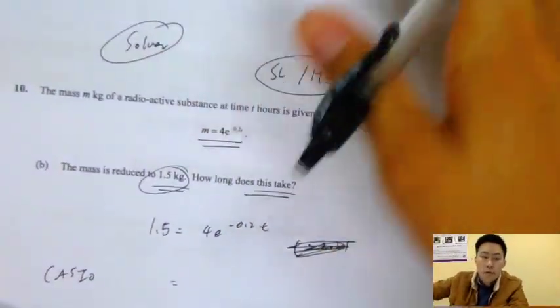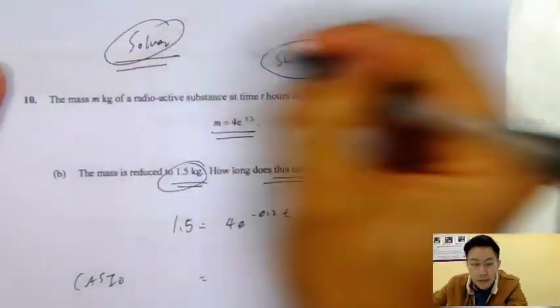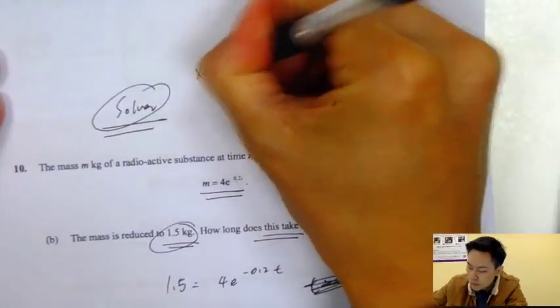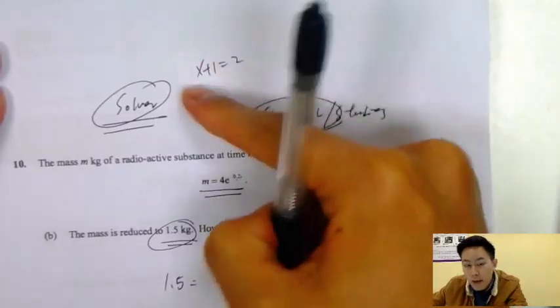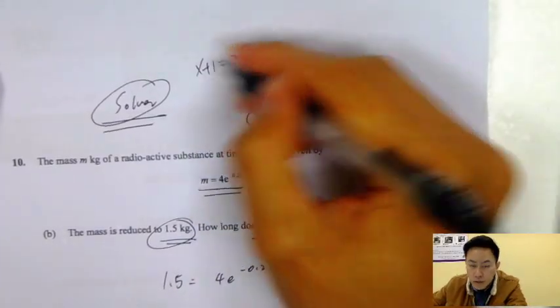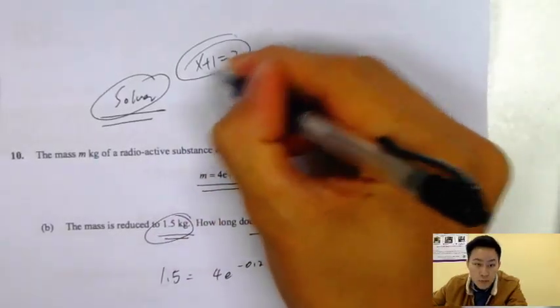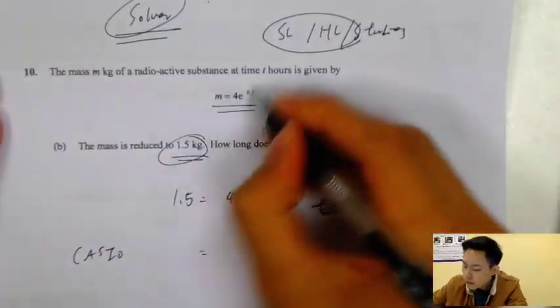So let's go to the first one. The first one is solver techniques. What does it mean by solver? It means if you want to solve x plus 1 equals 2 and you don't want to operate by hand, you can type all this equation into your GDC, and the GDC will help you solve for x. So let's look at the question here.